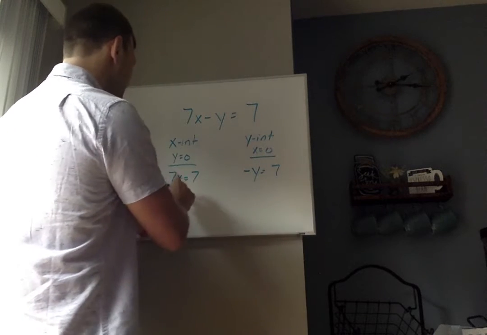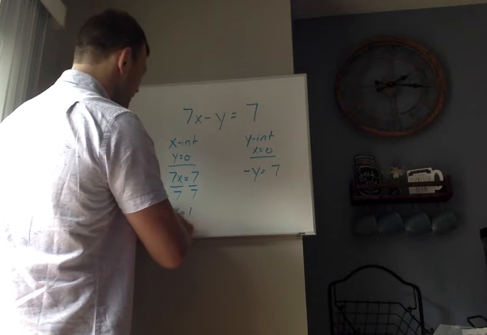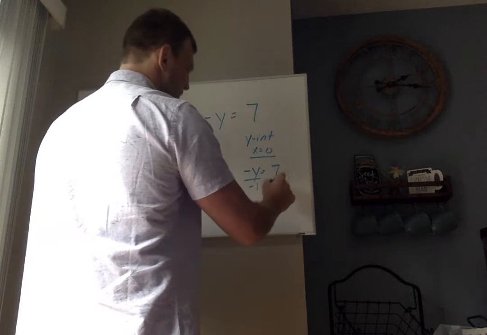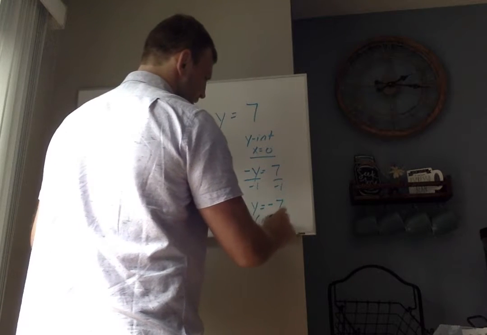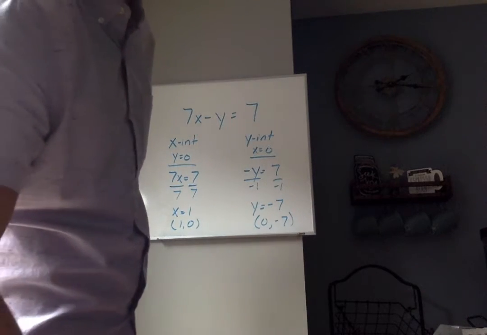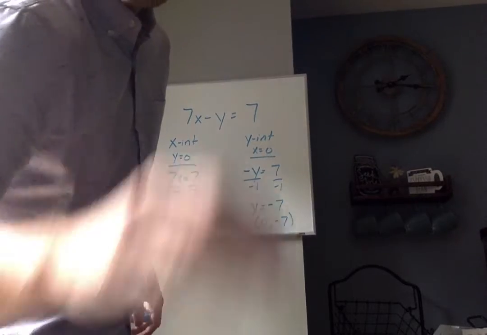And then I can solve these. So to find the x-intercept, I divide by 7, I get x equals 1. So that's the point 1, 0. Over here, divide by negative 1. And that's the point 0, negative 7. So when you go ahead and type that in, it asks me for the x-intercept here. So the x-intercept is 1.